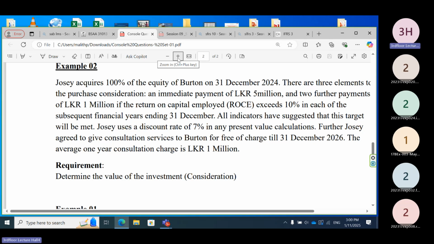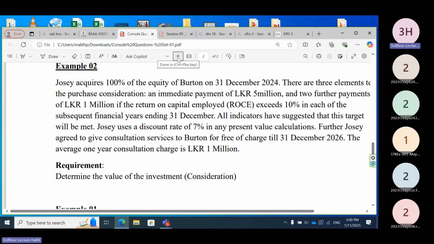Further payments of healthcare 1 million if the return on capital employed exceeds the target in each of the subsequent financial years. All indicators have suggested that this target will be met. Use a discount rate of 7% in any present value calculation. Further, you agree to give consultation service to Burton free of charge till 30th December 2026. The average 1 year consultation charge is healthcare 1 million.